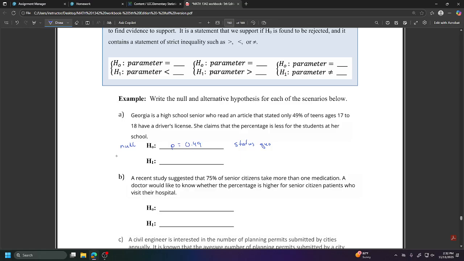But if you keep reading, she claims that the percentage is less. And so I'm going to start writing what that looks like. So this is my claim, and I'm going to say my proportion here is less than 49%. And that's how we're going to start setting these things up. Now, there's so much more involved here, and I'm going to start telling you how it works. But right now, we're starting with the null and alternative, the status quo, and the claim.